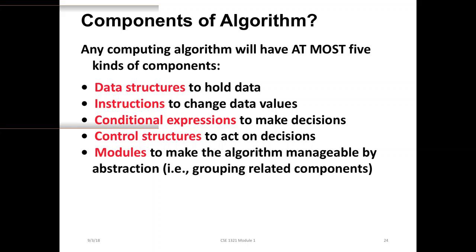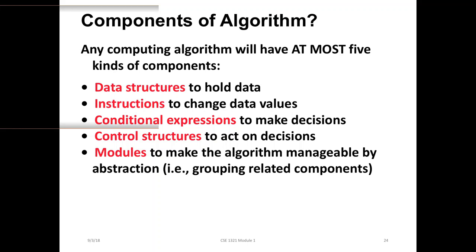What are the components, the elements of an algorithm? Data. It should have some data. It should have instructions. Conditional expressions, either conditional or control structures or modules. You will learn this in later classes.